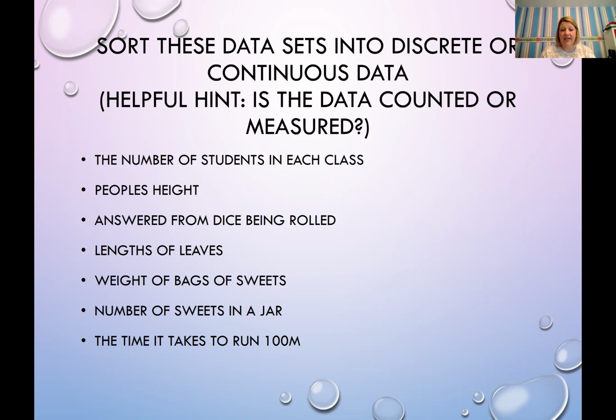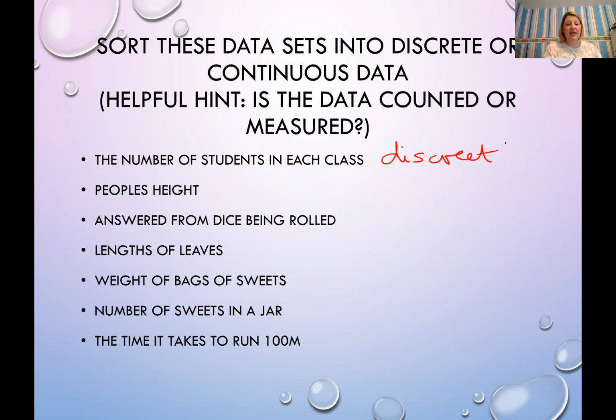So hopefully you've had a go at working out what each one is, and we're going to go through the answers together now. So we've got the number of students in each class. If I was doing class 1 at school, I would count the number of children, class 2, count the number, and so on, and I might use tallies or pictograms or whatever to represent that, but I'm counting the number of pupils, and if the data is being counted, then it must be discrete. Sorry, writing on the screen is actually quite tricky. People's height. So I'm going to measure people, and I know that data that is measured is continuous.